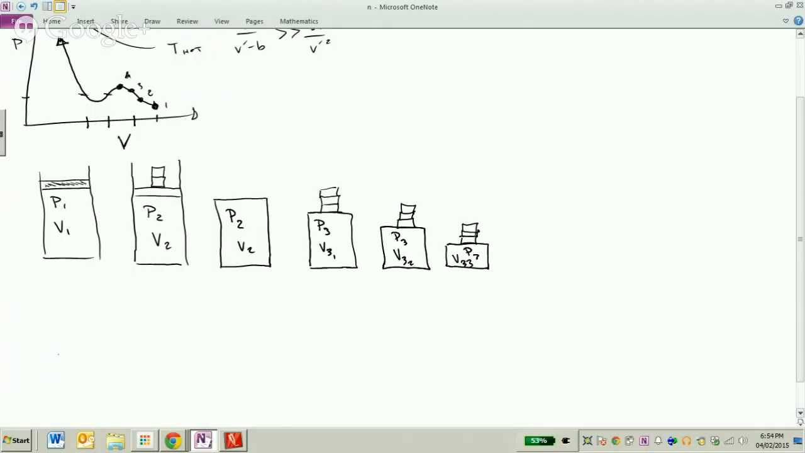What happens at point 4 here? So point 4 corresponds to, we'll say, 4 blocks, 1, 2, 3, 4, sitting up top, which is P4 and V4.